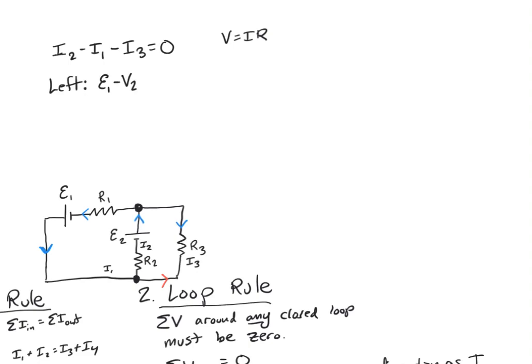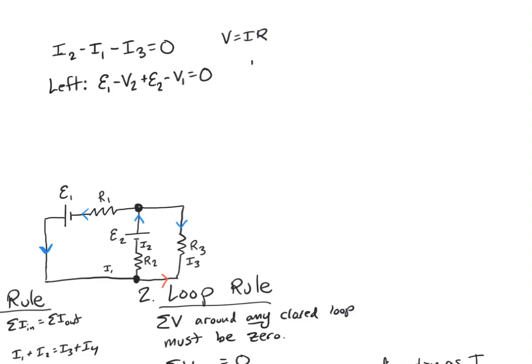Then I'm going across the second battery from low to high, so I would add that back, and then I lose more potential across resistor 1. And I know that all of that has to add up to 0.